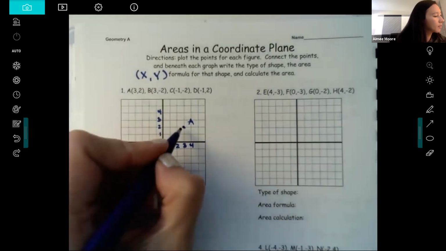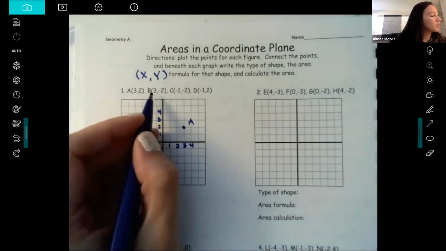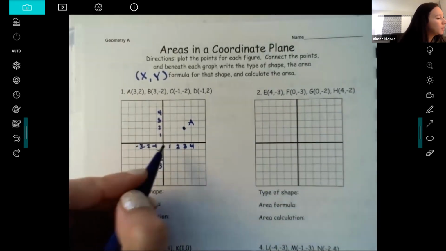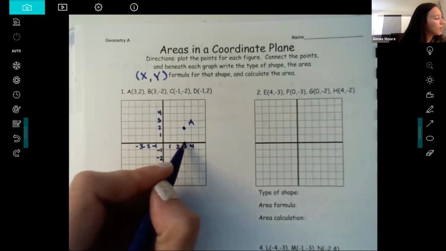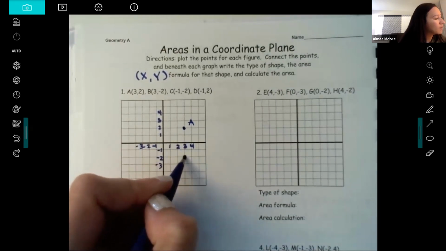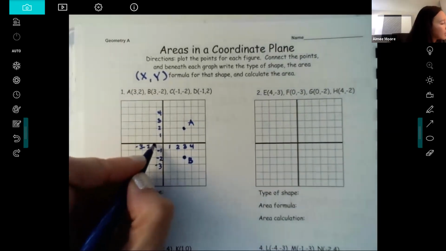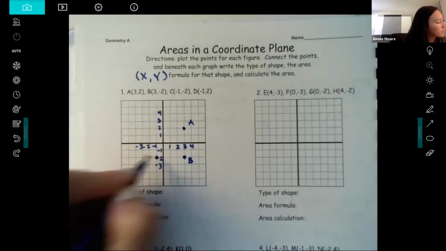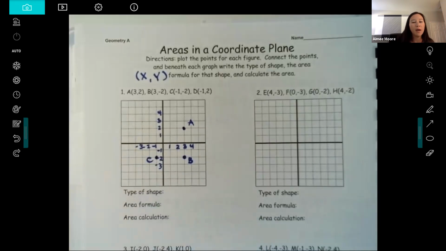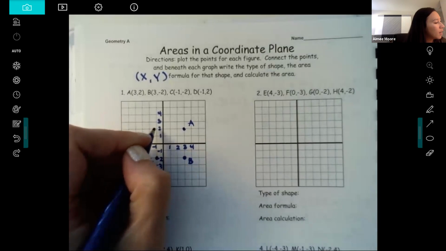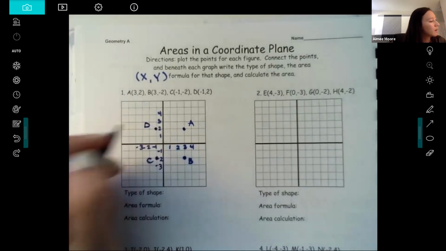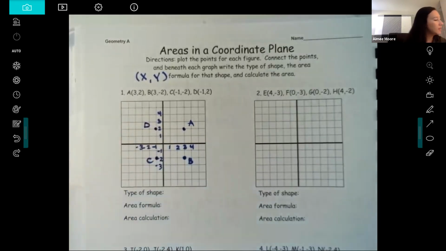No. Okay. Then B is 3, negative 2. Go to 1, 2, 3. X is 3, Y is negative 2. That's point B. C is negative 1, negative 2. Swap that point and label it C. And D is negative 1, positive 2. And that's our D.